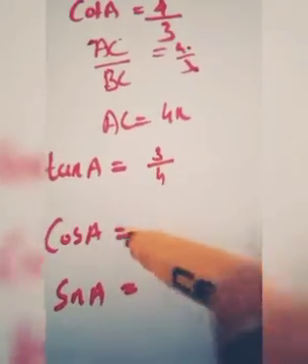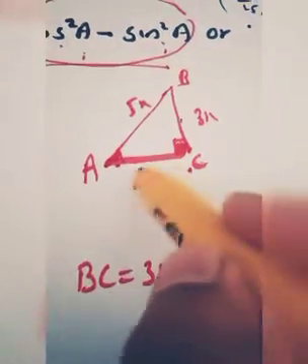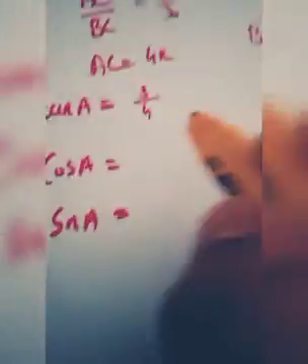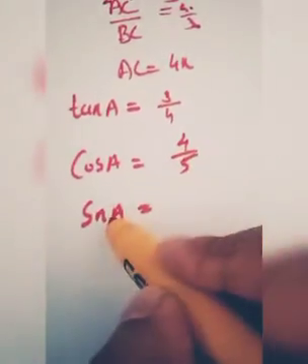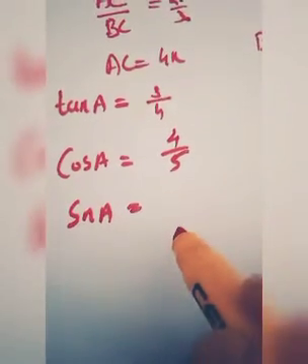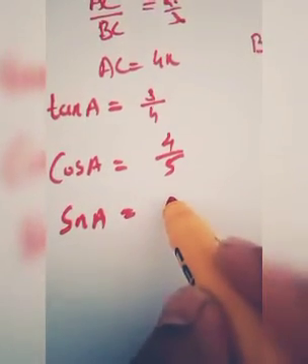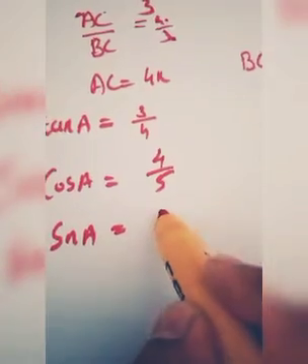Then what is cos A? Cos A, write the formula: adjacent side of A by hypotenuse. Adjacent side of A is 4x, isn't it? Hypotenuse is 5x. So the answer will be 4/5. Then sin A, opposite side of A by hypotenuse. It will be 3x by 5x, 3/5. You check it yourself.